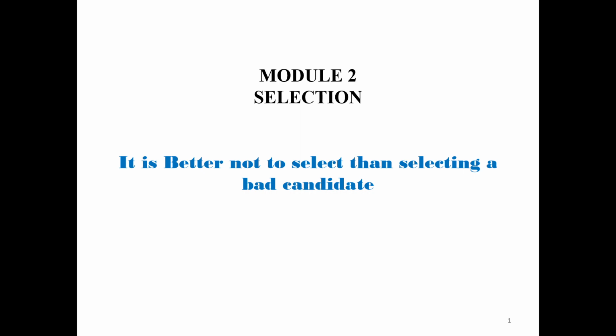That is, we are going to learn the part 2 chapter of this module, that is the selection. How is the selection process of any candidate done? It is better not to select than to select a bad candidate. It means that even if you're not selecting any candidate, it's okay, but you should never select a bad candidate. For example, only the candidate who is suitable for that particular job should be selected. If he doesn't have any skills in that particular domain, it's a very bad thing.